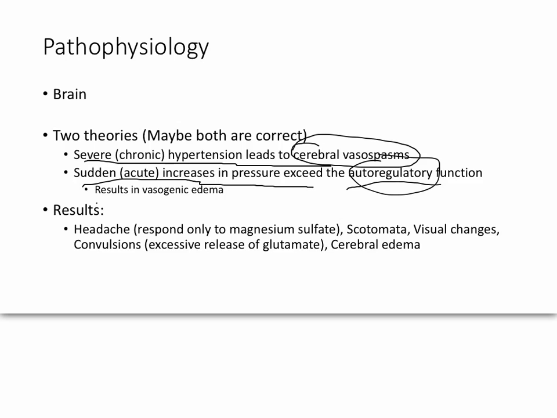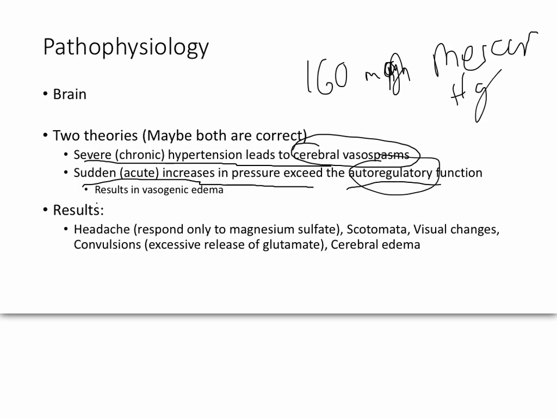And whenever you have an increase in blood pressure that exceeds approximately 160 millimeters of mercury, I'm falling all over the place saying this, but whenever it exceeds past that really quickly, then it can result in vasogenic edema. So you get edema inside your brain.